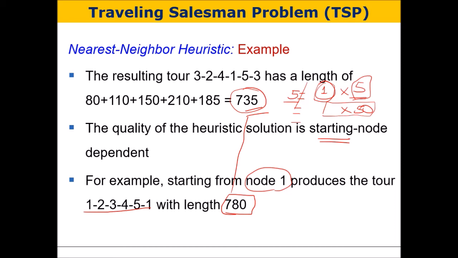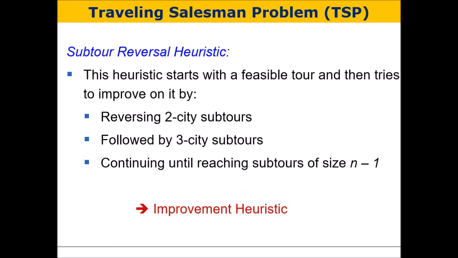But if you need really a good solution and you have enough time, then try different cities, try from each one of them, solve it again and again, and compare them with each other and select the best one. Now let's consider another heuristic, which is called reversal heuristic, or sometimes called subtour reversal heuristic. This is an improvement type heuristic.